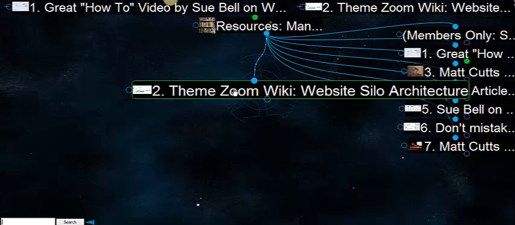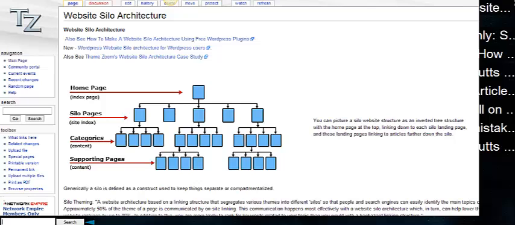The other one is the themes in Wiki page, which I really strongly recommend. This is website silo architecture in the Wiki page. Go ahead and look through it. This page is always growing and expanding, and you can look it up on website silo architecture on the search engines, or you can just click on the link inside the course.